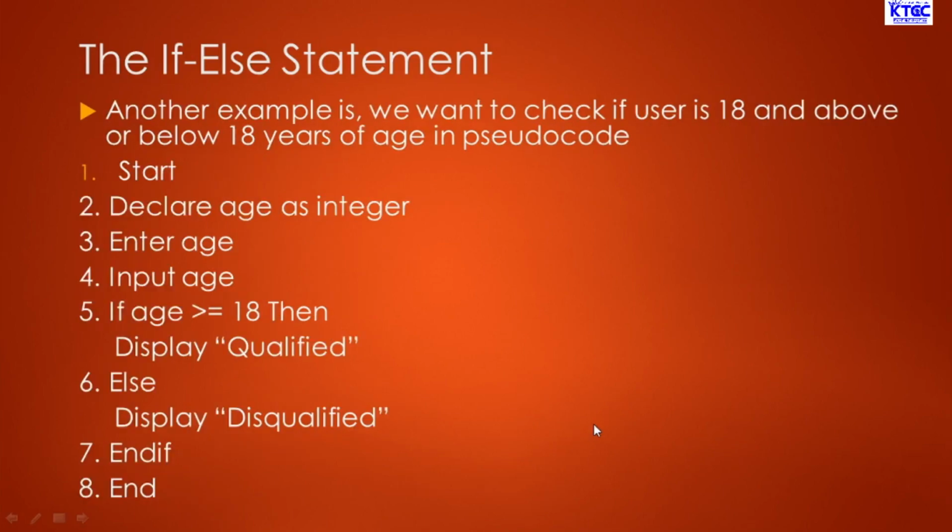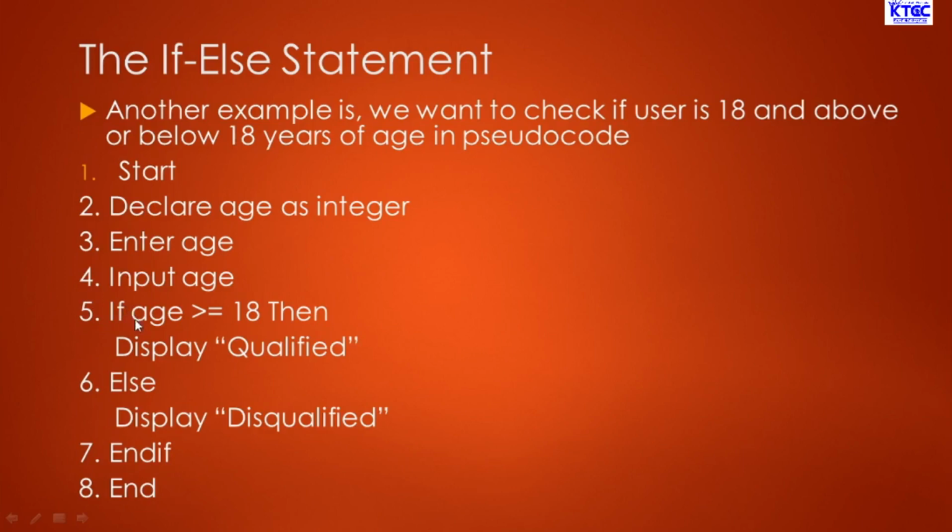Now let's look at the if else statement once again. Another example. If we want to check if a user is 18 and above or below 18 years of age in pseudocode, this is a program that we can use. It's written in pseudocode. One, start. We declare age as what? An integer, and you know why. So we prompt the user to enter age, then we input the age.